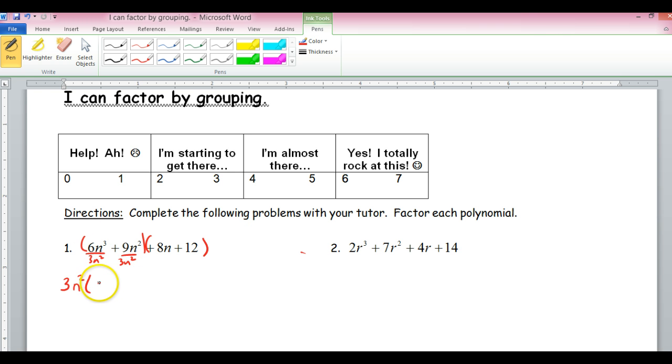When I divide by 3n squared, I end up with 2n to the third divided by n squared, which is n, plus 9n squared divided by 3n squared, which is just going to be 3. Now in the second binomial, I have 8n and 12. The greatest common factor is positive 4, and they both do not have an n, so I cannot factor out an n. So I divide by 4, and I end up with 2n plus 3. What you should notice here is the two binomial factors should match up. If they don't, you did not group properly.